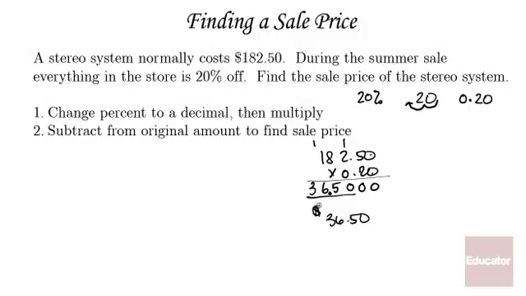Now that doesn't mean the stereo is going to cost $36.50. It means that's how much you're going to take away from the original price. So $182.50 minus the discount, $36.50. 12 minus 6 is 6, 7 minus 3 is 4, and 1. So now we found that the new price of the stereo system, the sale price after it's been marked down 20%, is $146.